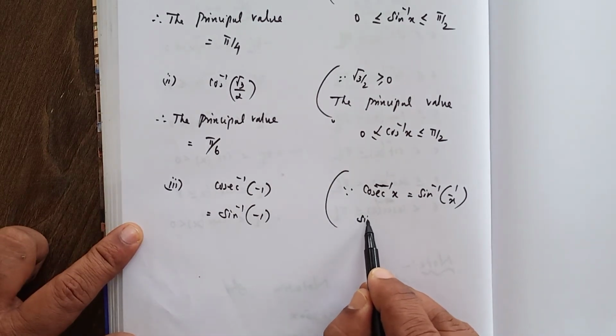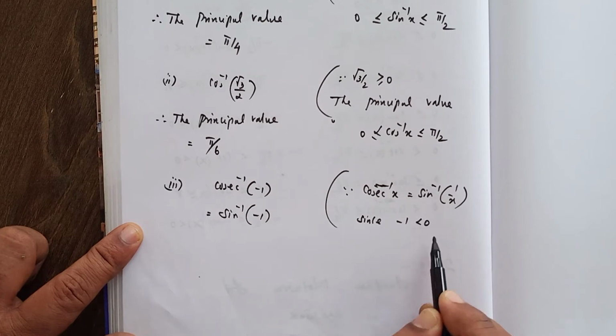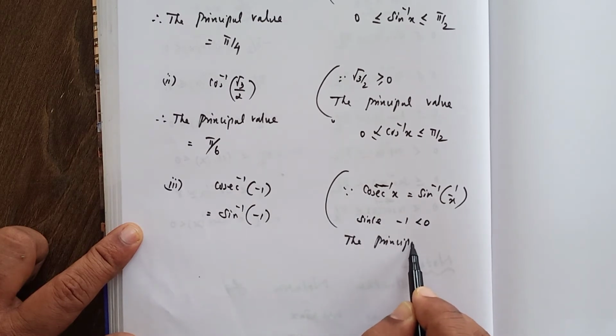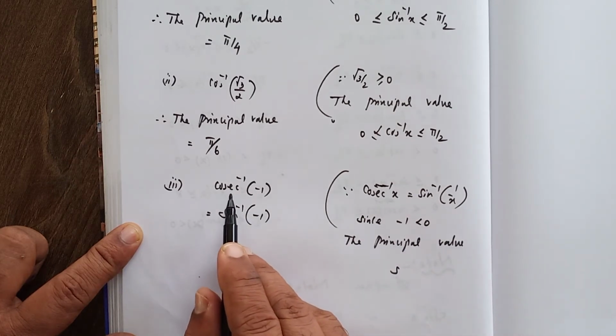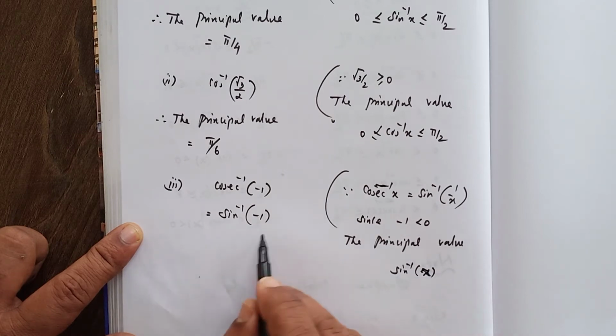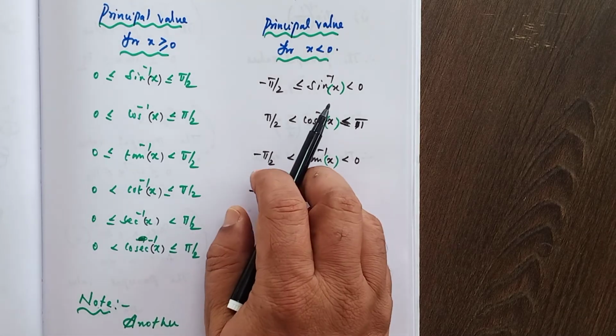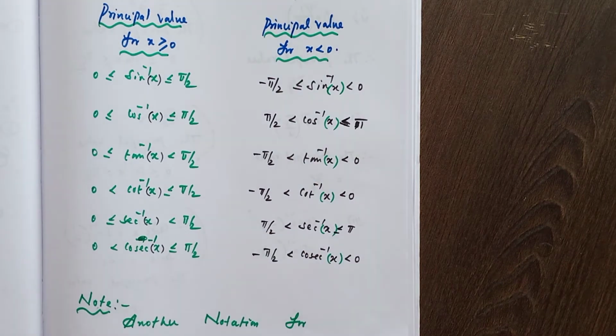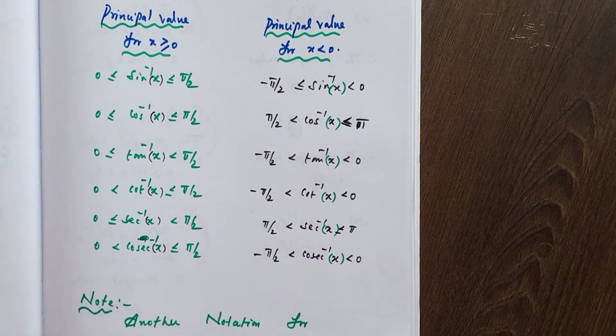At the same time, here minus 1 is negative. Since minus 1 is less than 0, the principal value of sine inverse, we have changed cosecant into sine, right? Sine inverse of x, that x is minus 1, that is negative. Sine inverse of x, here it is, if it is less than 0, sine inverse of x is minus 90 to 0, minus 90 to 0.